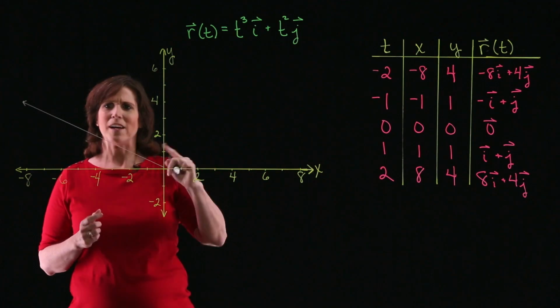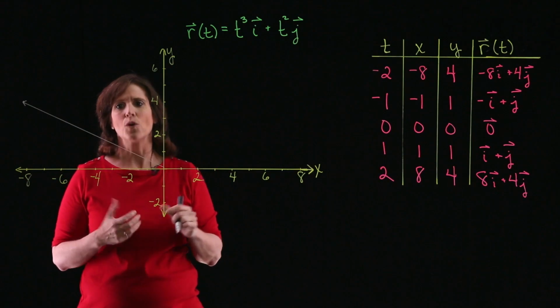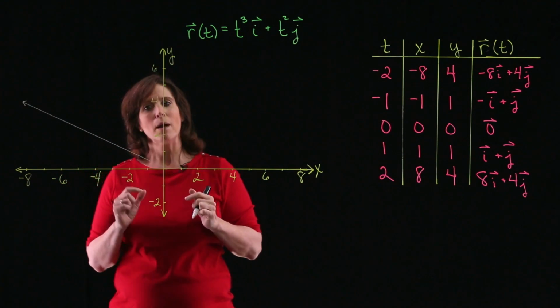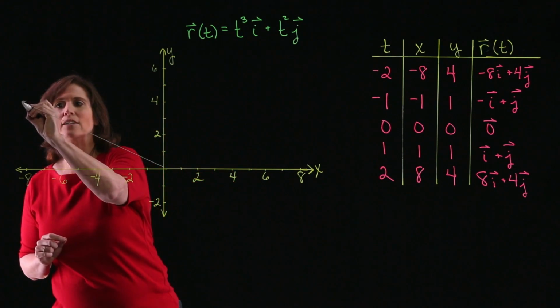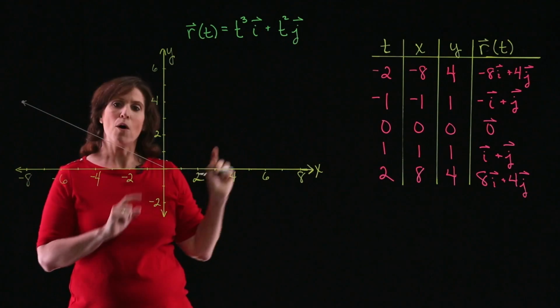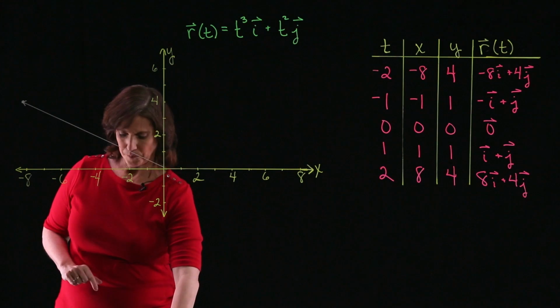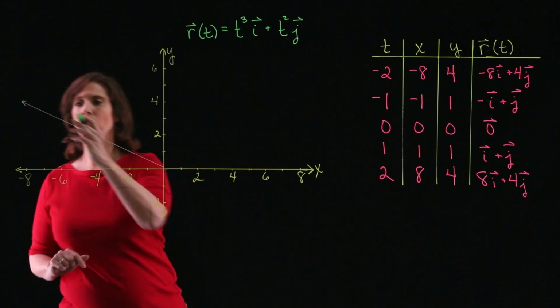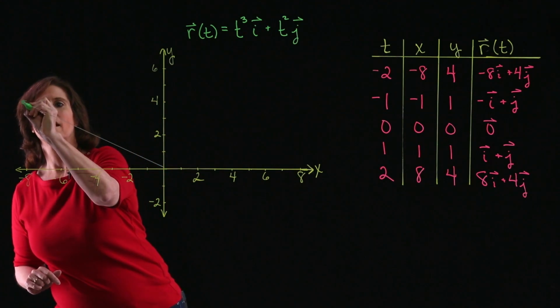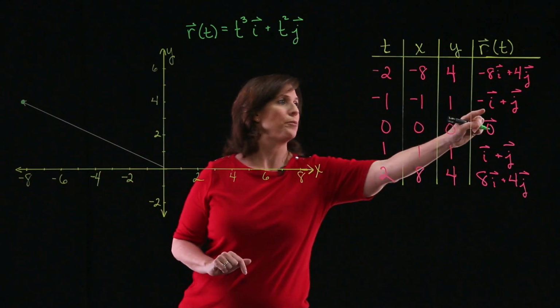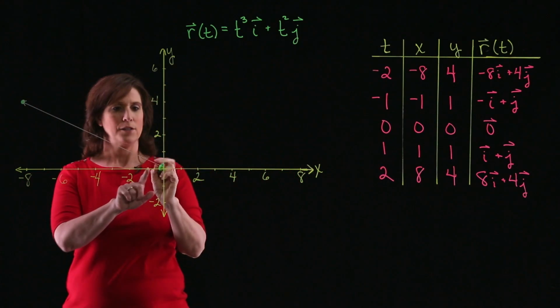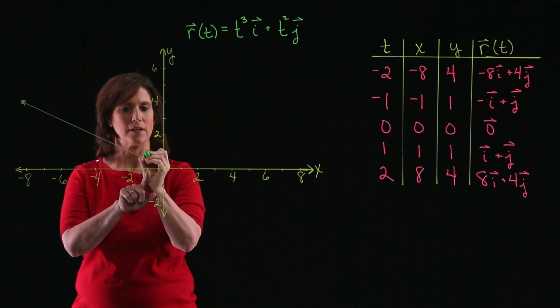And now I can do the same thing for all of my other points. Now you might notice that if I start drawing in all of these vectors, it's going to start looking very cluttered. What I'm really interested in is that terminal point. So I'm only going to be plotting in the terminal points as I move along. So I have a terminal point at -8, 4. I also have a terminal point at -1, 1. So that's going to be right in this location.